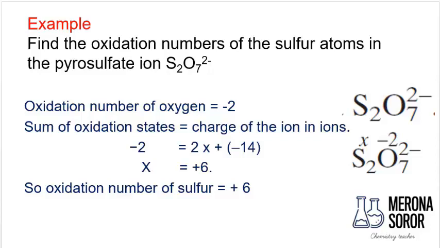The sum of oxidation states equals the charge of the ion in ions. So -2 equals 2 times x plus -14. So x will be +6. So the oxidation number of sulfur equals +6.